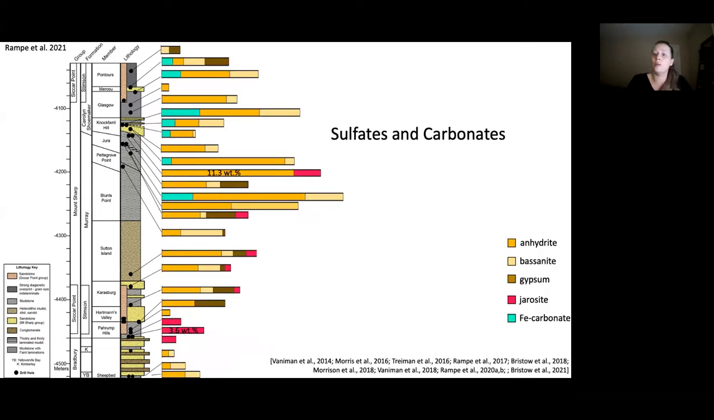So we can note some sulfates and carbonates. Specifically, we observed evaporites, gypsum, bassanite, and anhydrite commonly throughout the section, with a notably higher concentration in the Murray formation, the upper Murray formation. These are generally found in veins running through the samples, and you'll notice that there's a bit of jarosite here in pink, that bright pink color. Jarosite is associated with acid sulfate alteration. There's a little bit of iron carbonate in the upper part of the strat column, and these are associated with near neutral sulfur pore fluids.